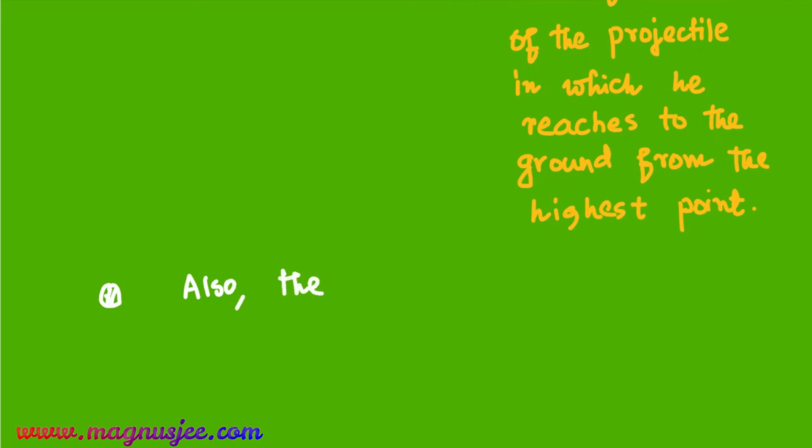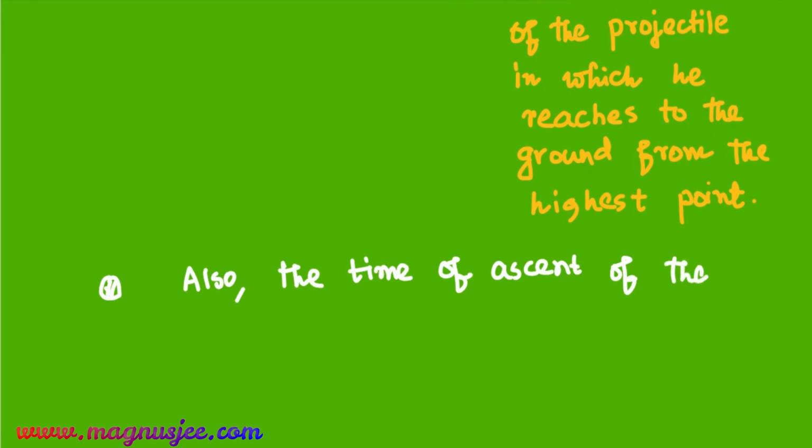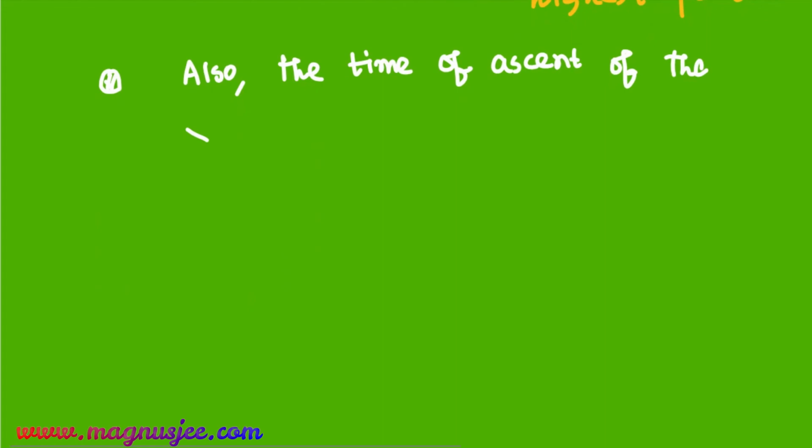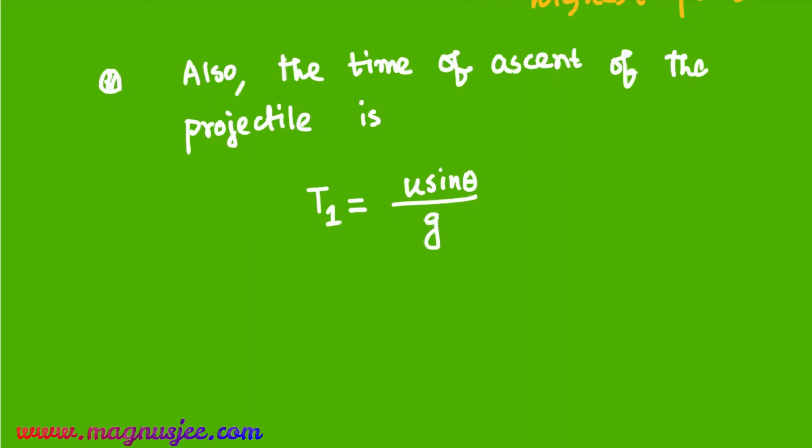Also, the time of ascent, in which the projectile travels from the lowest point to the highest point, that is from O to A. Time of ascent of the projectile is T1 equal u sine theta divided by g. But T2 is also u sine theta divided by g.